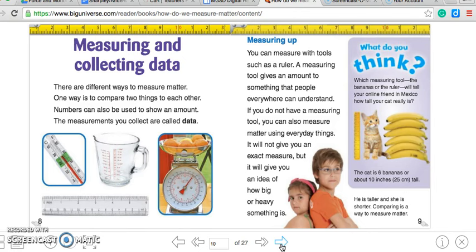If you do not have a measuring tool, you can also measure matter using everyday things. It will not give you an exact measure, but it will give you an idea of how big or heavy something is. What do you think? Which measuring tool, the banana or the ruler, will tell your online friend in Mexico how tall your cat really is? The cat is 6 bananas, or about 10 inches, 25 centimeters, tall. He is taller and she is shorter. Comparing is a way to measure matter.